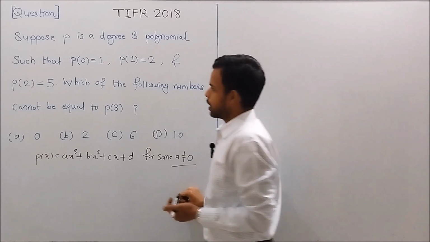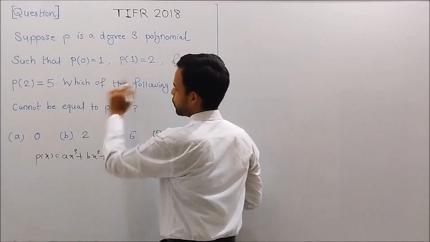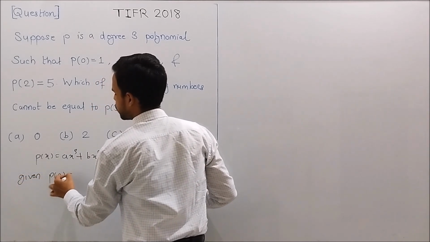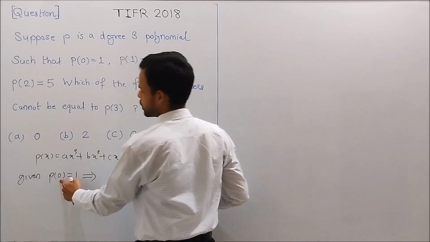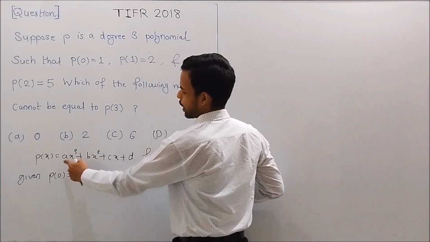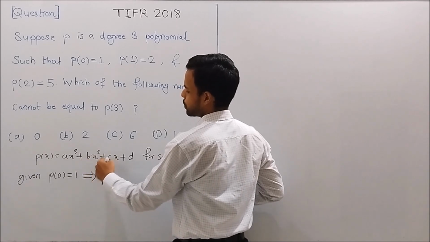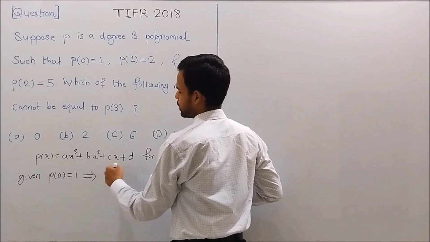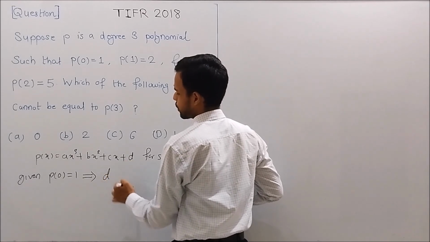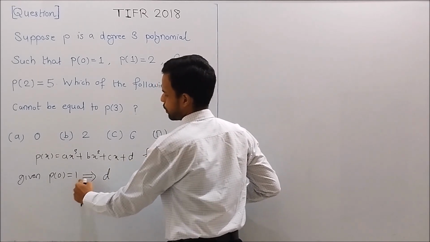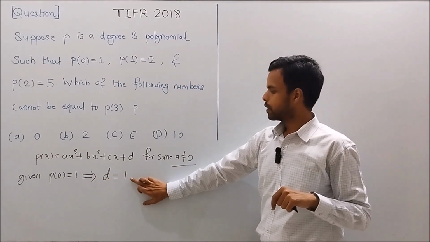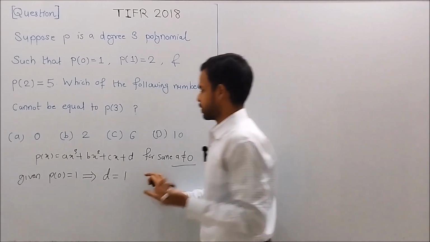Now we will use the condition P of 0 equals 1. Given that P of 0 equals 1, just substitute x equals 0 in the above. We get a times 0 cubed plus b times 0 squared plus c times 0, so all these three terms become 0, and 0 plus d is nothing but d. So we get d equals 1. So P of 0 equals 1 gives the value of d, which is 1.